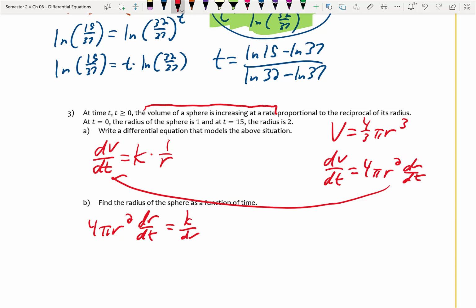You've got to be thinking we want to get the r's on the left side and the t's on the right side. Oh, so that should be k over r, my bad. That's better, right? Okay, now, like I said, r's on the left side, so if I multiply both sides by an r, I'm going to get 4 pi r cubed dr, and if I multiply both sides by dt, I get k dt.